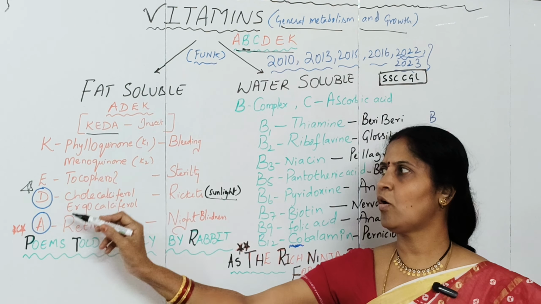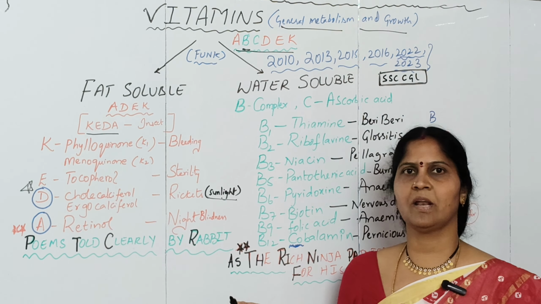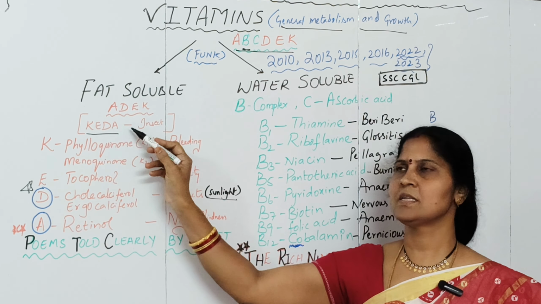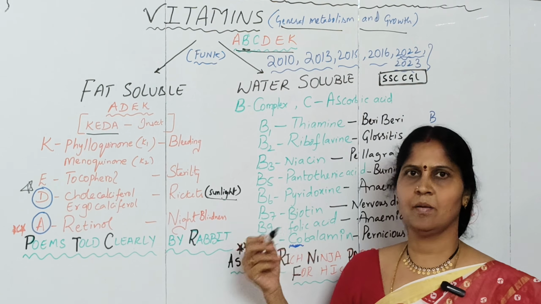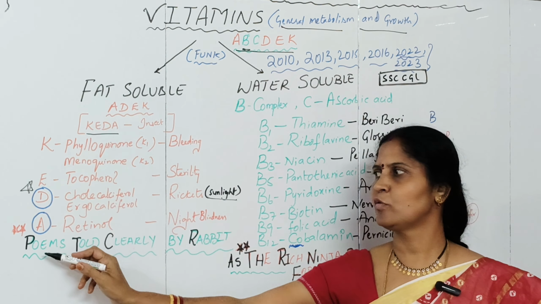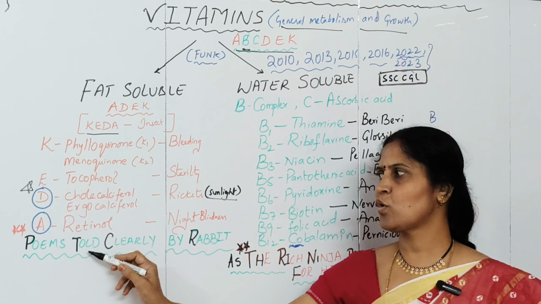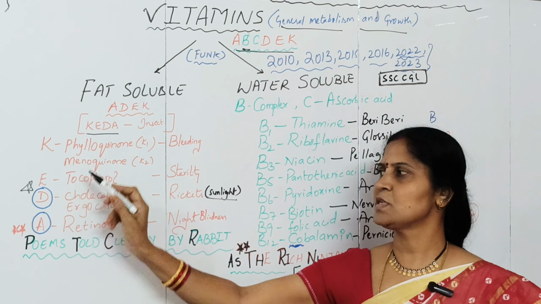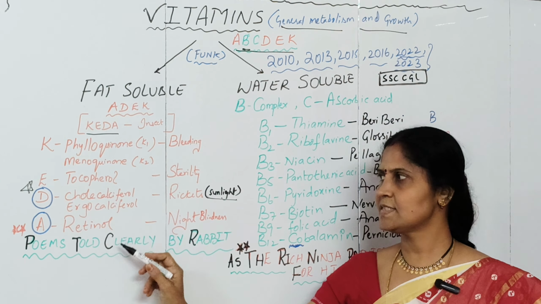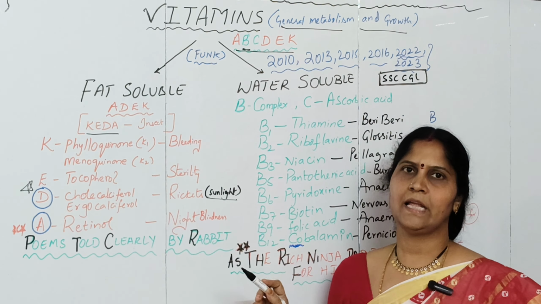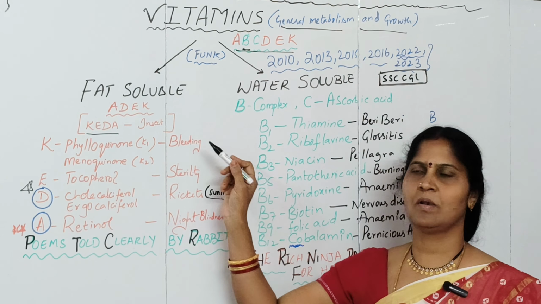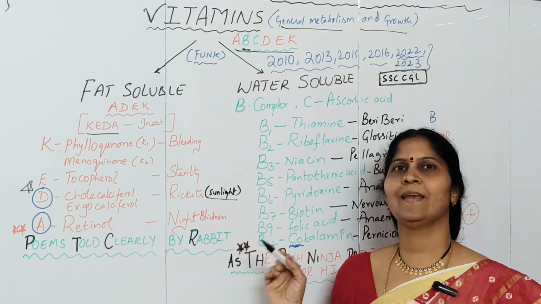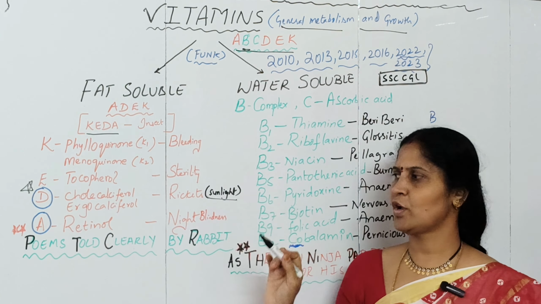In order to remember all the scientific names in order, we know that fat soluble vitamins are depicted as Kida for our remembrance, and you can remember all of them through this sentence: poems told clearly by rabbit. Poems told clearly by rabbit. Where P stands for phylloquinone, T stands for tocopherol, C stands for cholecalciferol and R stands for retinol. So like this we can memorize all the fat soluble vitamins in a jiffy just by knowing Kida, and poems told clearly by rabbit will give all the information about the fat soluble vitamins.